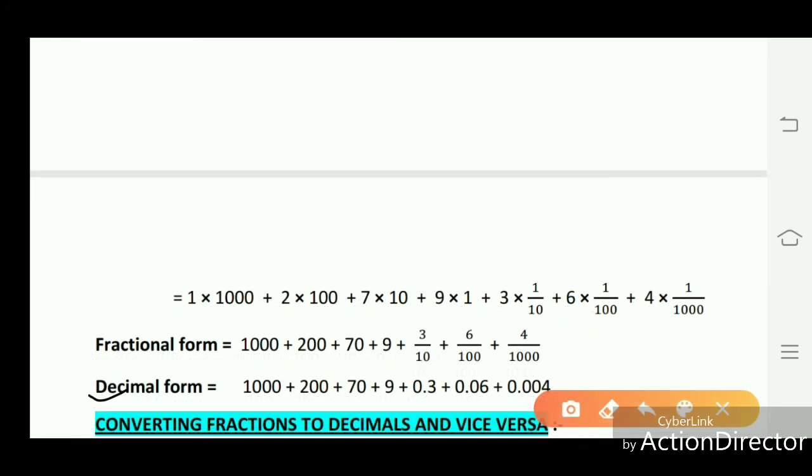Decimal form. If we write the fraction form, it is converted into decimal form also. 1000 we write as it is, 1000, 200 as 200, 70 as 70, 9 as 9. We write 3 upon 10 in decimal form as 0.3, plus 6 upon 100 we write 0.06, plus 4 upon 1000 we write 0.004.